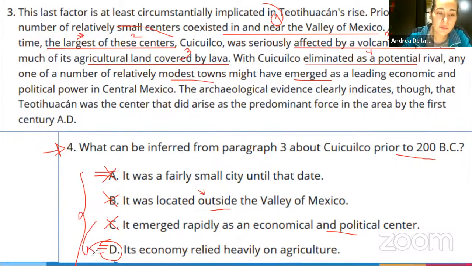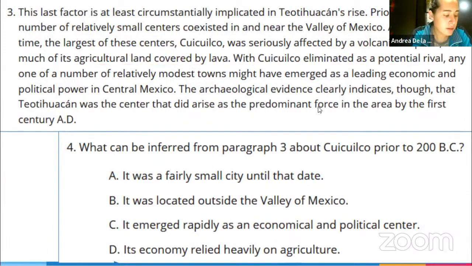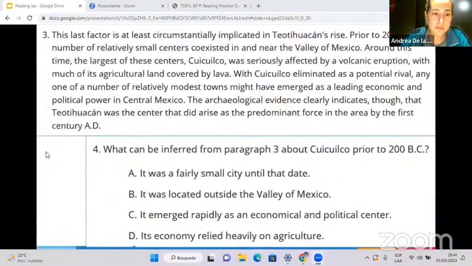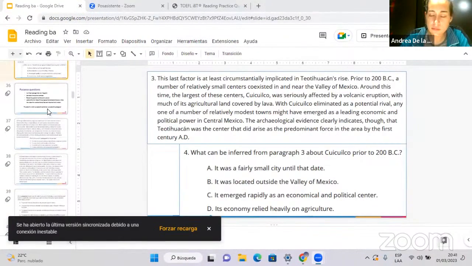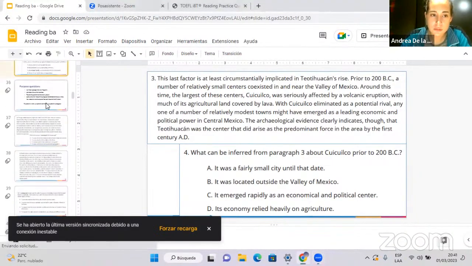Option D has to be the one, and we do have evidence. We do have this piece of information that supports what we are saying, right? Is this clear? Do we all agree that it's D then? Yes. Any questions? No questions. All right, guys.